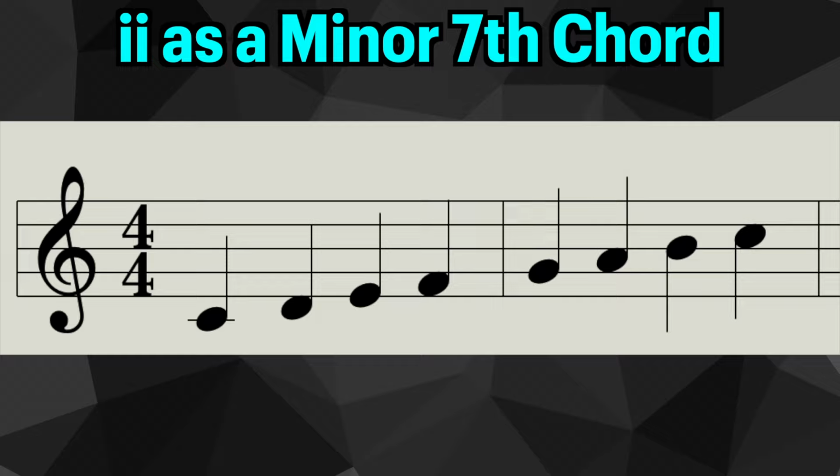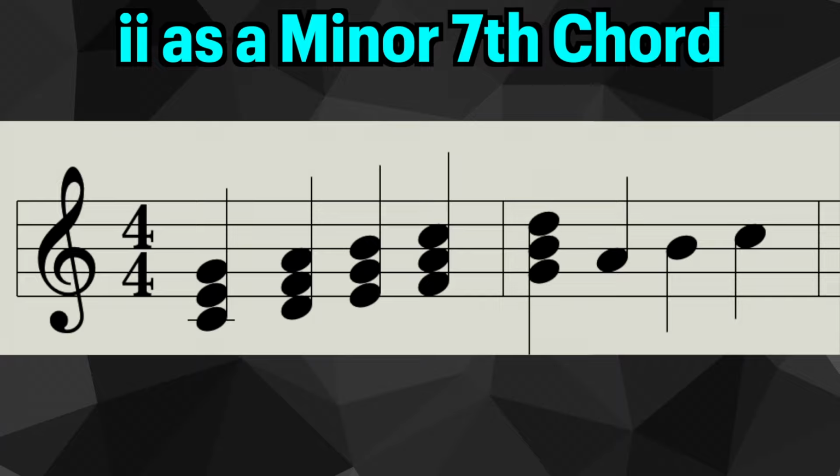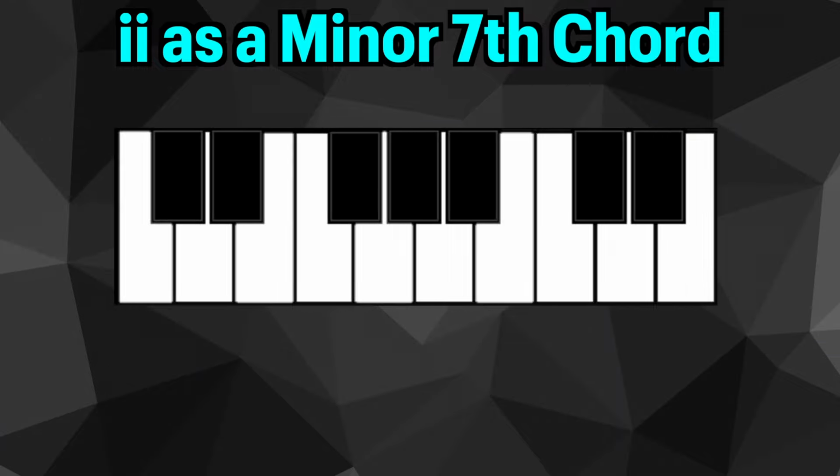Two as a minor 7th chord. We build most chords by stacking thirds. If you follow the major scale and add another third on top of a 2 chord, it harmonizes as a minor 7th chord. Let's spell that out in the key of C major. We have the notes D, F, A, and C.